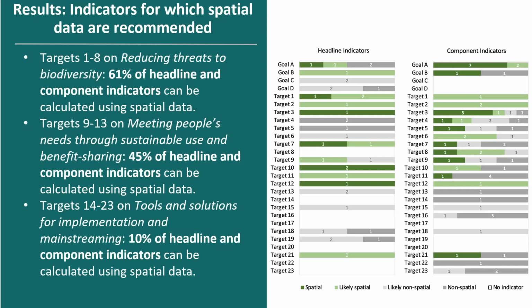It also helps us to see for which grouping of targets spatial data is most important. For example, targets 1 through 8, related to reducing threats to biodiversity, all have at least one indicator that can be calculated using spatial data. In total, 61% of the headline and component indicators require or encourage the use of spatial data in this group. Next slide.